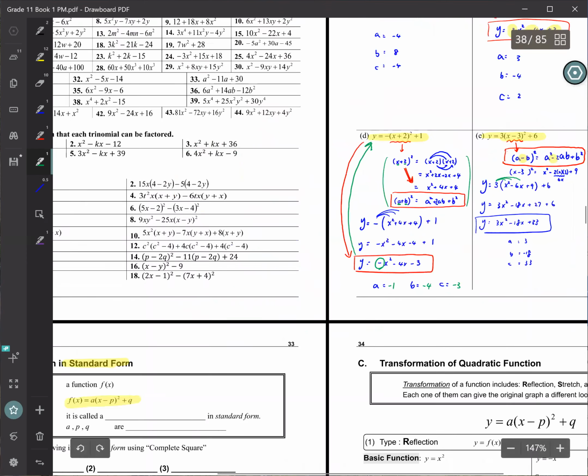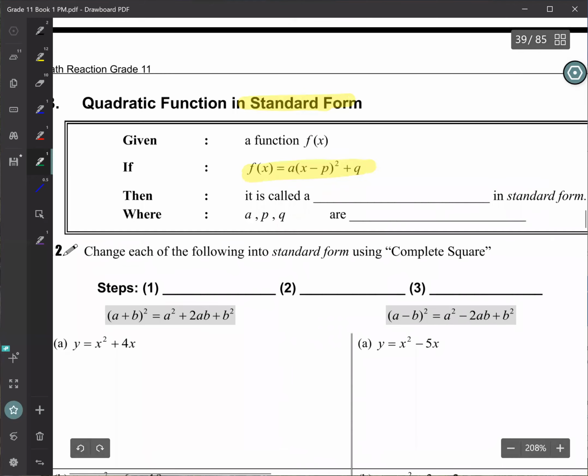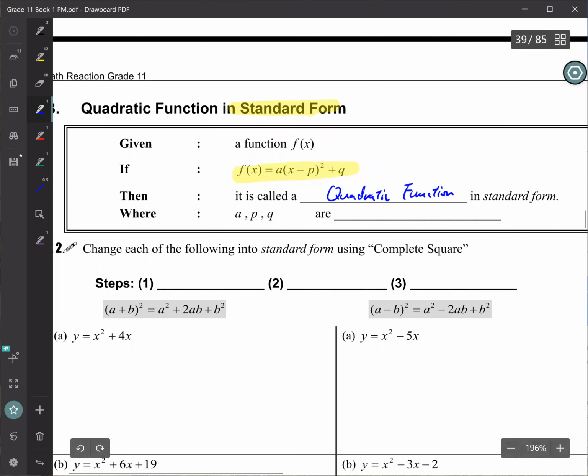So let's go back to here and look at the detail. The standard form has three letters, a, p, and q, and in the bracket, it has to be x minus p. If it's written like that, then it's called the quadratic function in standard form, okay? a, p, q, once again, they are constant real numbers.